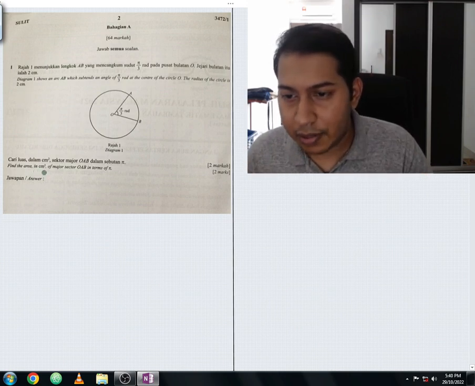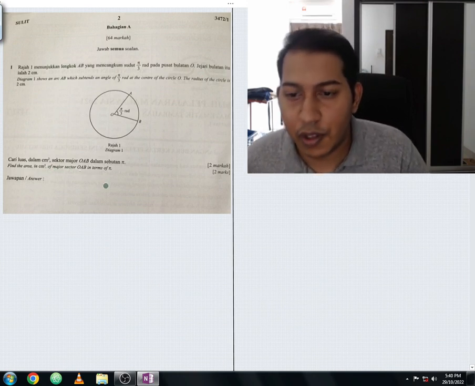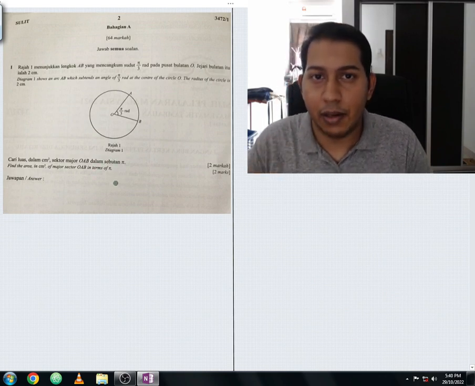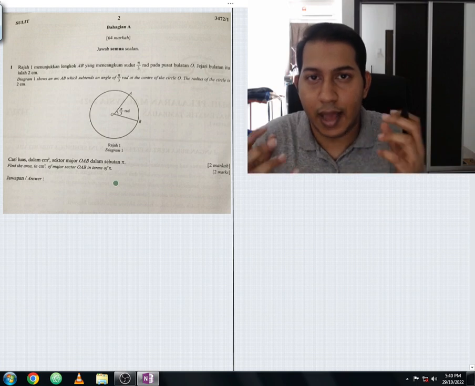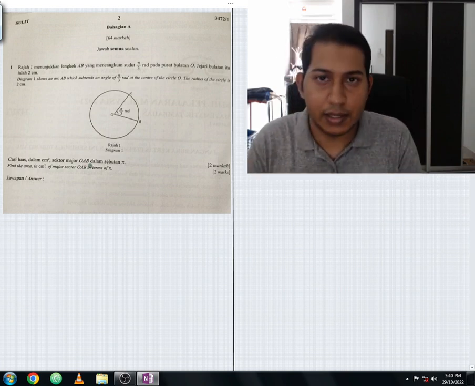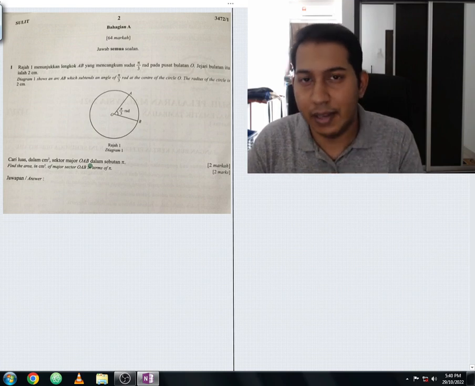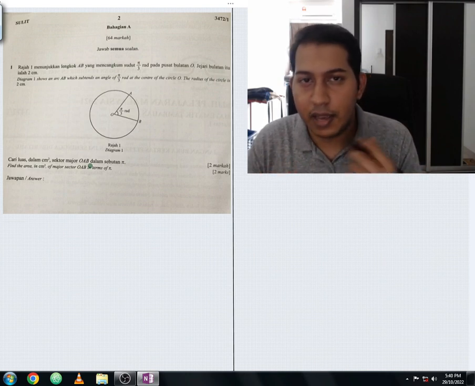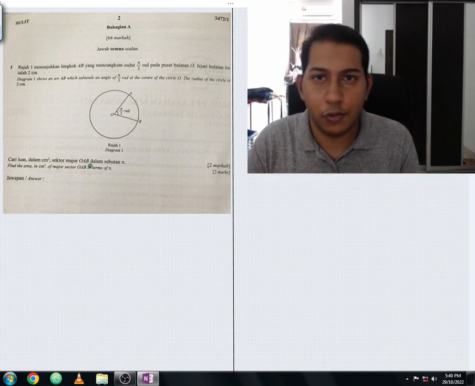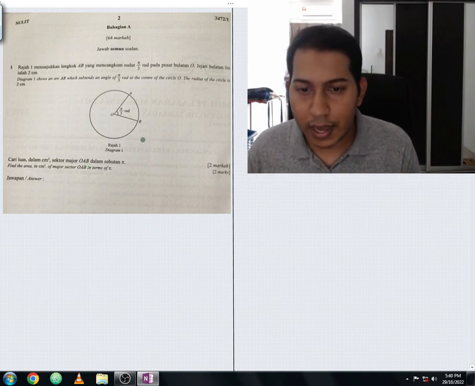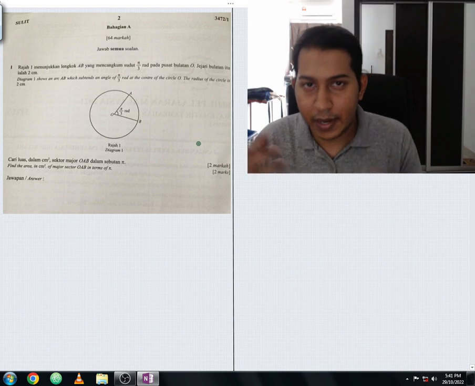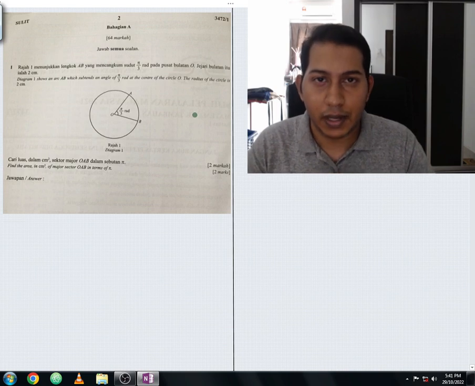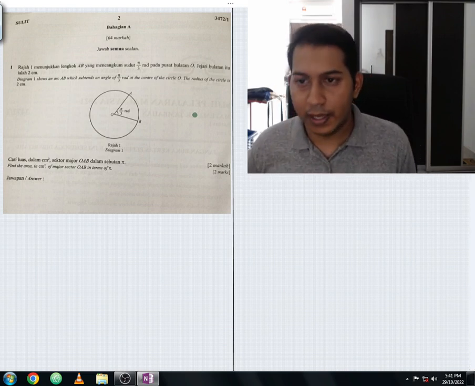Find the area in centimeter square of major sector OAB in terms of pi. In this case you just have to treat the pi as a variable, not as an exact value. That means in your final answer you need to express it in terms of pi, for example 2 pi or 5 pi centimeter square. You cannot give the exact value like 5.14 or 2.38. If you do, you won't get the full marks. Since we are discussing past year papers, it is important for us to hit the full marks as much as possible. So from here let us start our discussion.